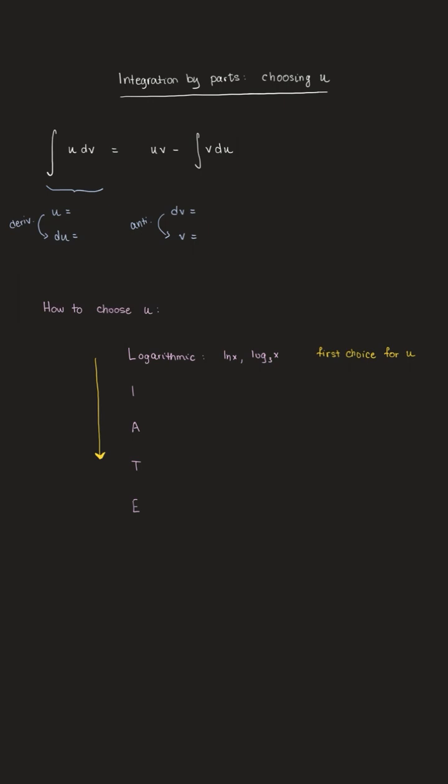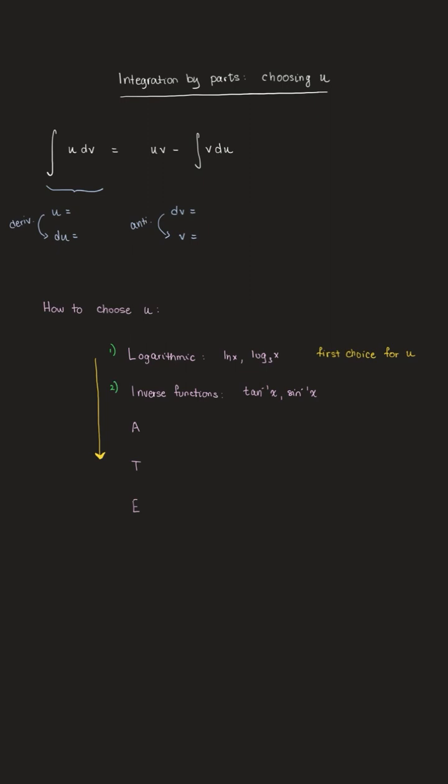So the I stands for inverse functions. So by this we mean some of those inverse trigonometric functions, if you have tangent inverse of x or sine inverse of x, for example. So if there is no logarithmic function in your integrand, but there is an inverse function, then that will be your first choice for u, right? So we do first find out if there's a log function. If there is, that's your first choice for u. Second, if not a log, is there an inverse function? If there is, that is your assignment for u.